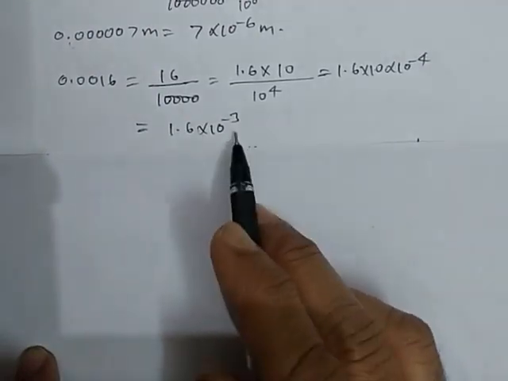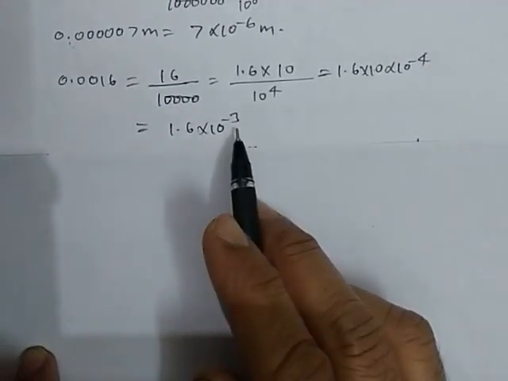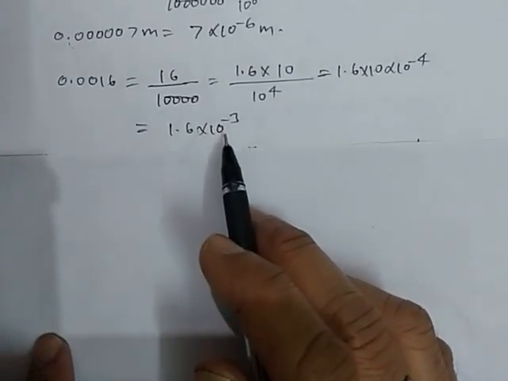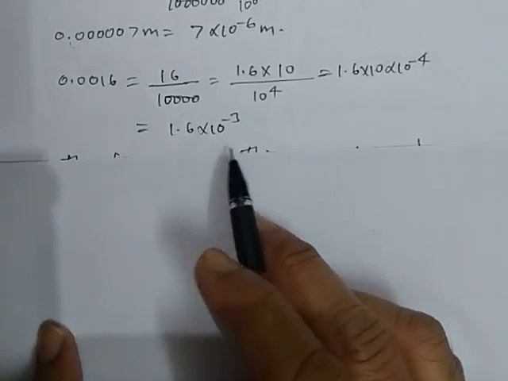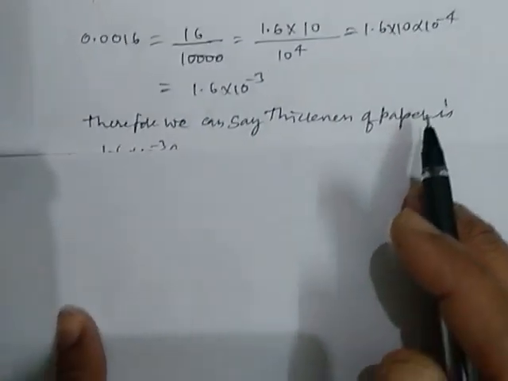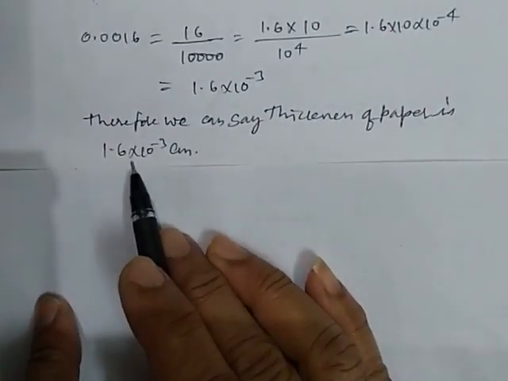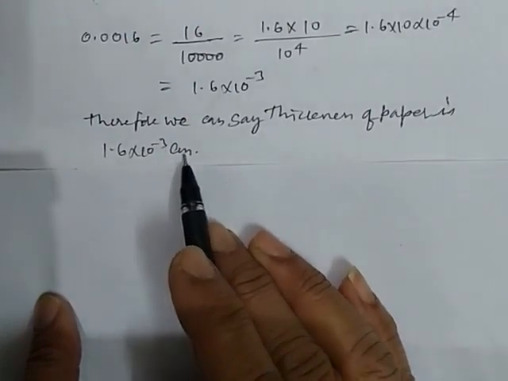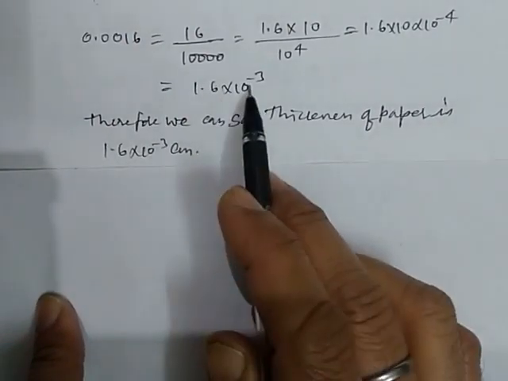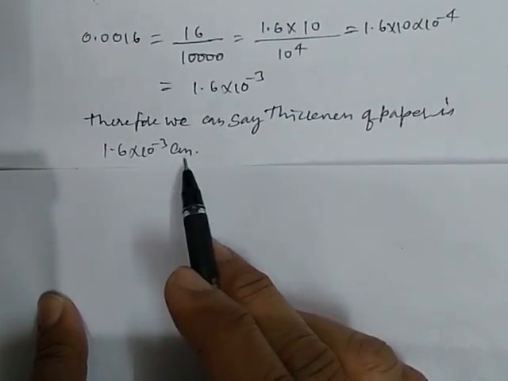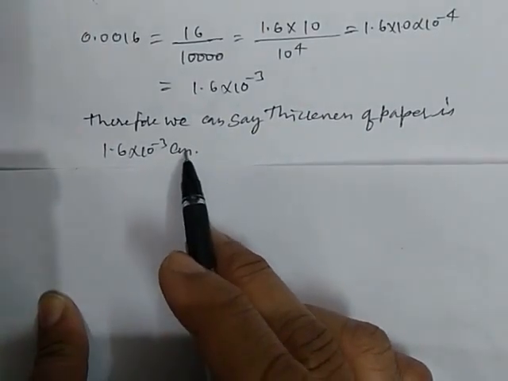This is the scientific notation which we use to express small as well as bigger quantities. So therefore we can say the thickness of paper is 1.6 into 10 raised to the power minus 3 centimeter, because this is the measurement of paper. This way we can express such small numbers.